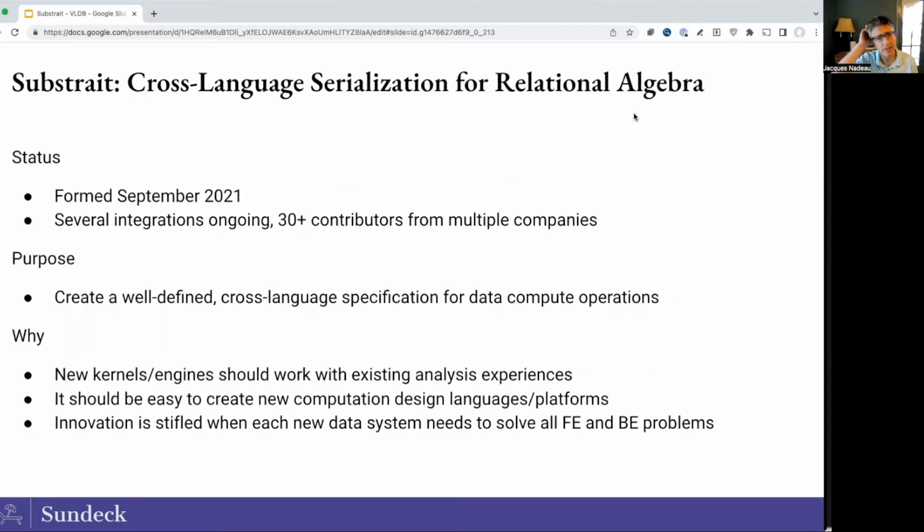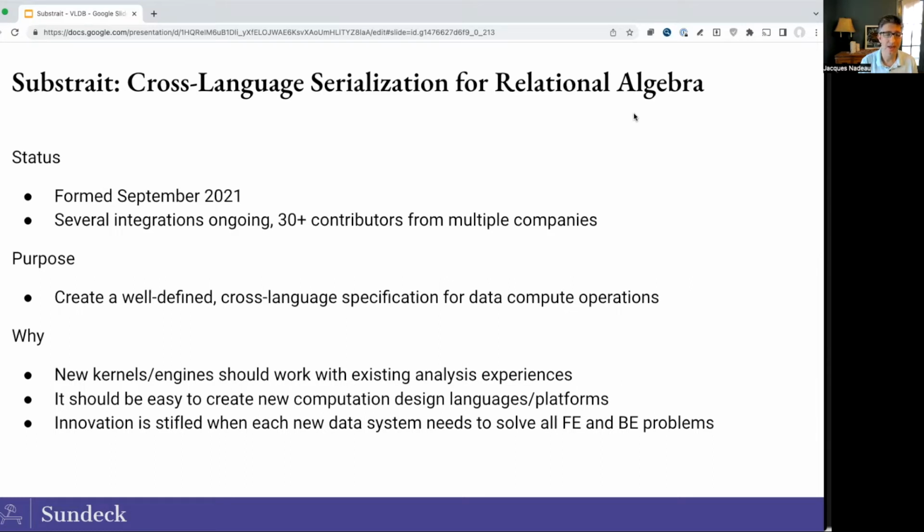And out of that came this Substrate project, which we describe as a cross-language serialization for relational algebra. Interestingly enough, it's just about 1 year old now. And there are a bunch of integrations ongoing. We have about 30 contributors from multiple different companies, from small companies focused on data-specific things to large companies like the web scale, the cloud compute companies. And the real goal here was, let's define a well-formed, well-defined cross-language specification for the compute operation specifically against data, okay? And really solving a bunch of these problems that I've just talked about.